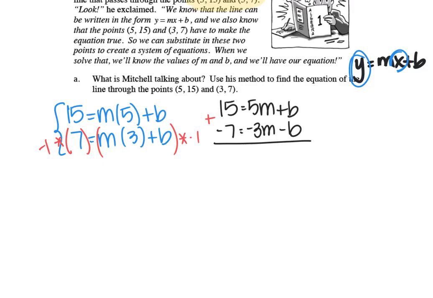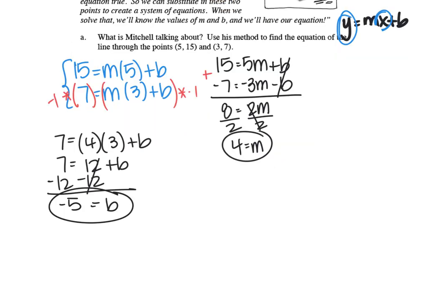All right, now when I add my equations together, my b's cancel. 15 plus -7 is 8. 5 plus -3 is 2m. When I divide both sides by 2, I get m equals 4, and there is my slope. Now that I've calculated m, I can also now calculate b. So why don't you take a minute, either choose the top or bottom equation and calculate b. All right, so hopefully you were able to calculate b. I happened to plug m into the bottom equation just because the numbers were smaller.